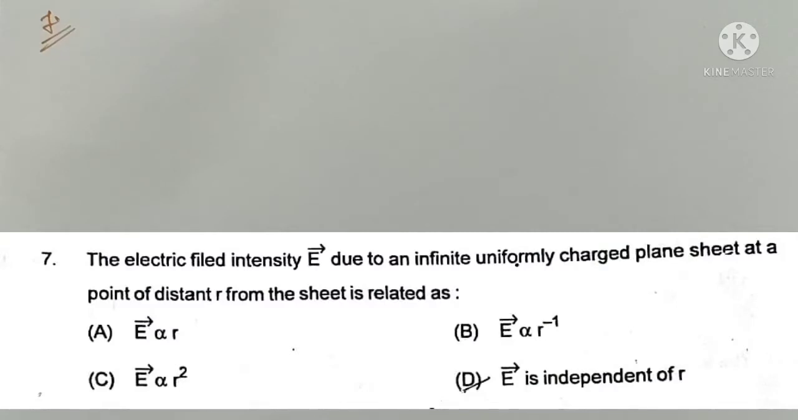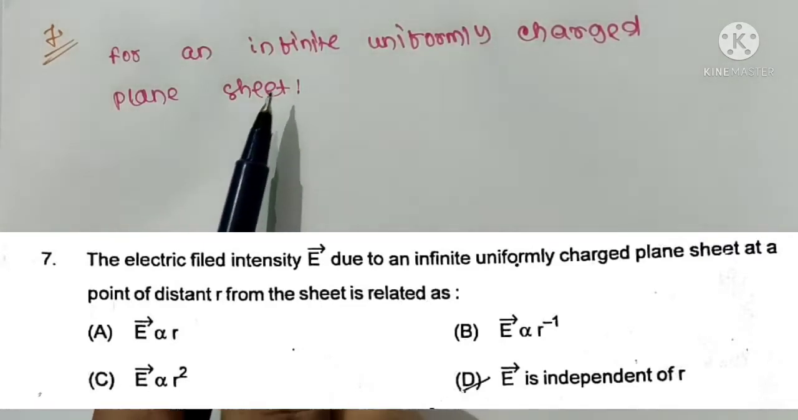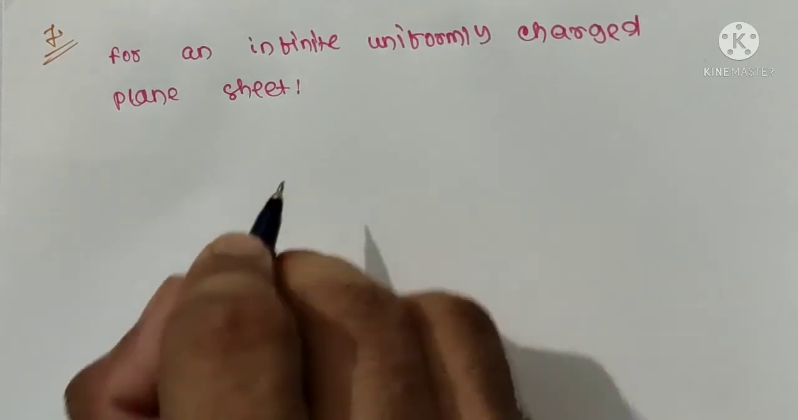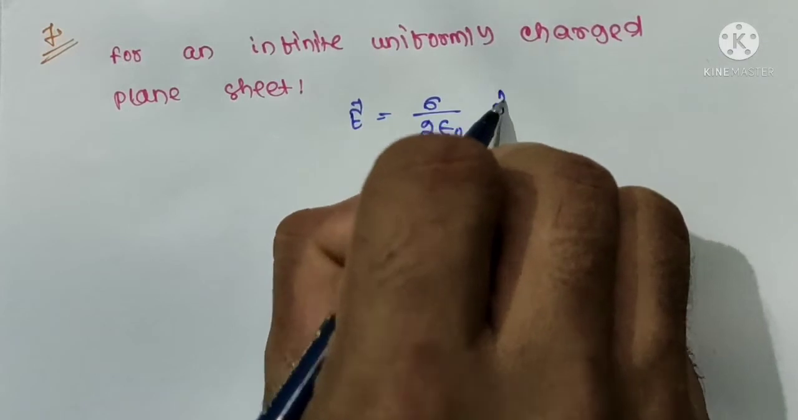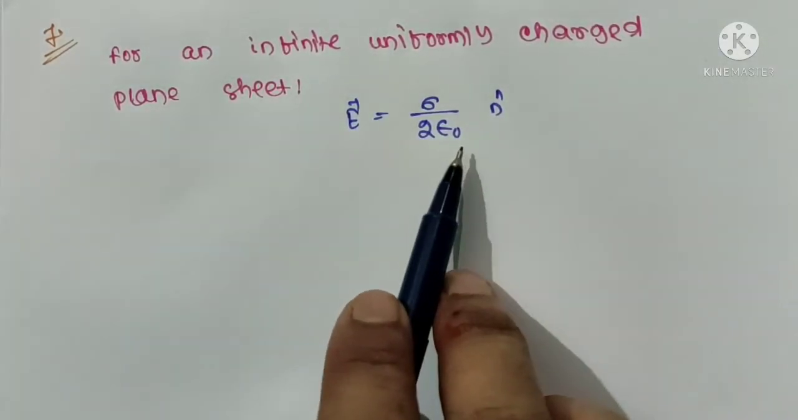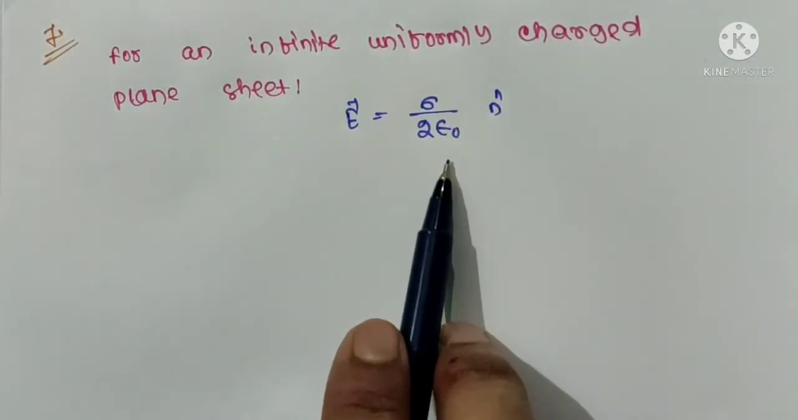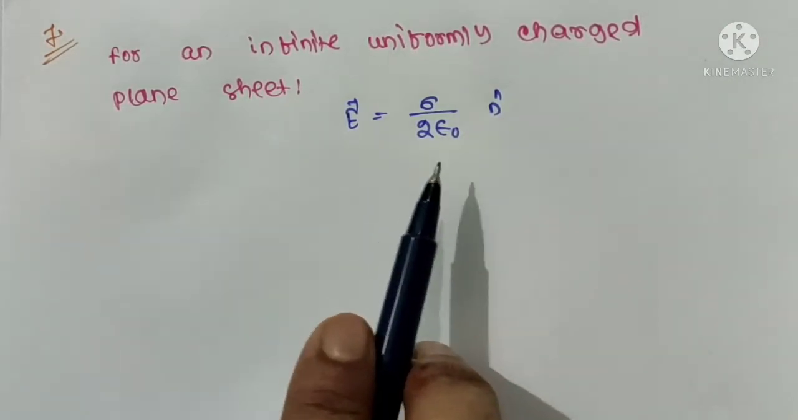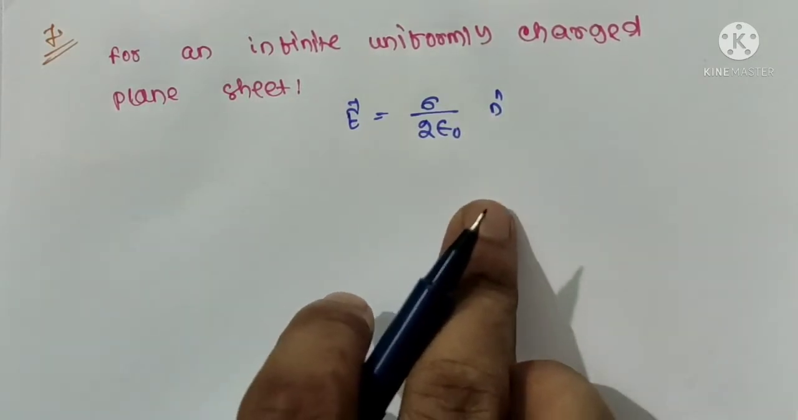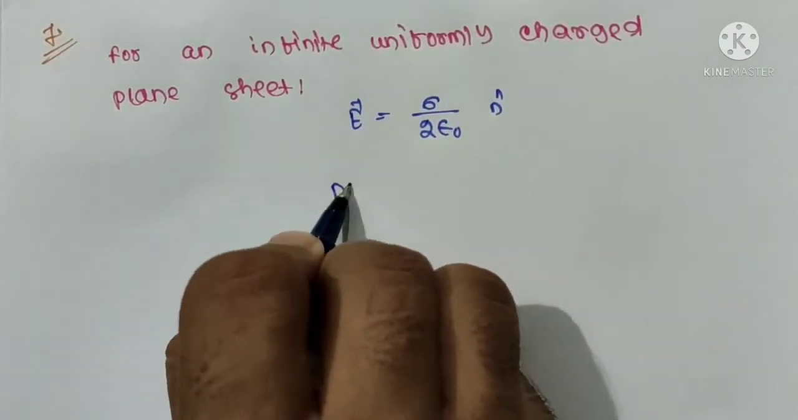Question number 7. The electric field intensity due to an infinite uniformly charged plane sheet at a point of distance r from this sheet is related to. We know for an infinite uniformly charged plane sheet, electric field intensity E is given by sigma by 2 epsilon n cap, if the sheet is non-conducting, and for conducting it is equal to sigma by epsilon. तो देखो now with the distance r, electric field is independent. So electric field is independent of r. So your correct option is option D.